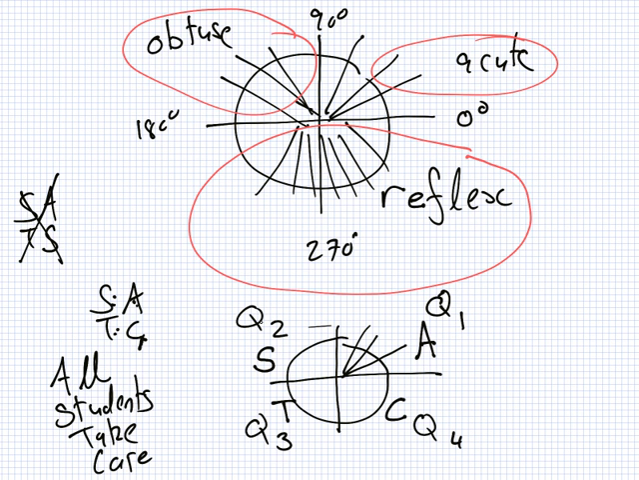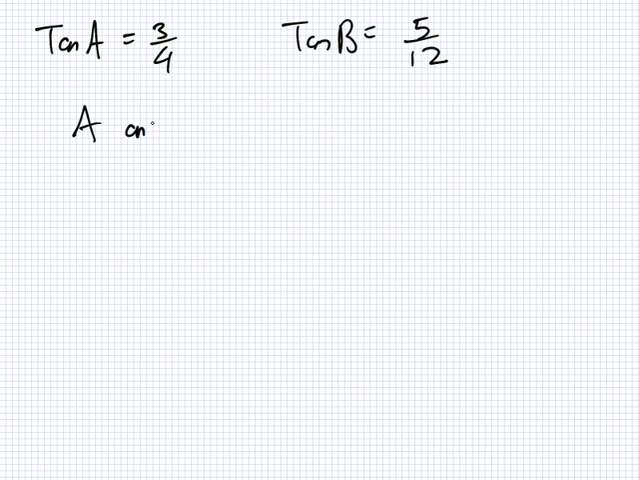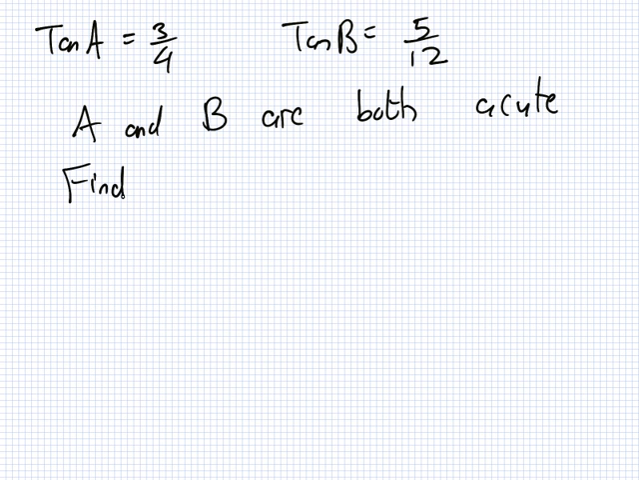Okay, so you've seen this before. Right, so now let's see how we can use this for a problem. Let's say I tell you, tan A equals 3 over 4, tan B equals 5 over 12, and A and B are both acute. Find cos(A minus B).